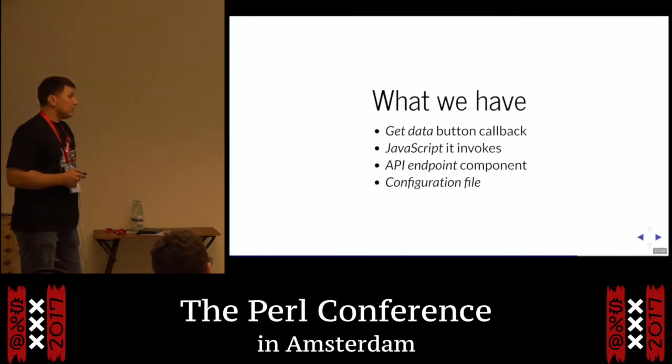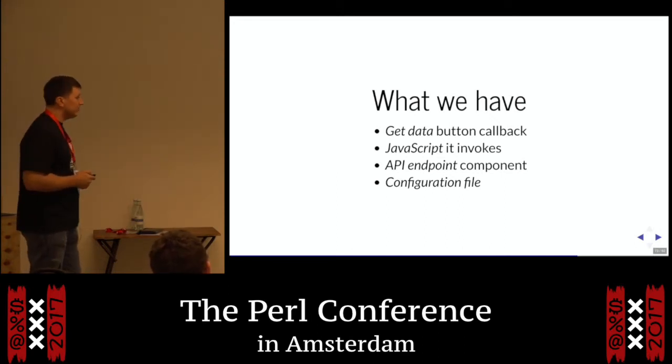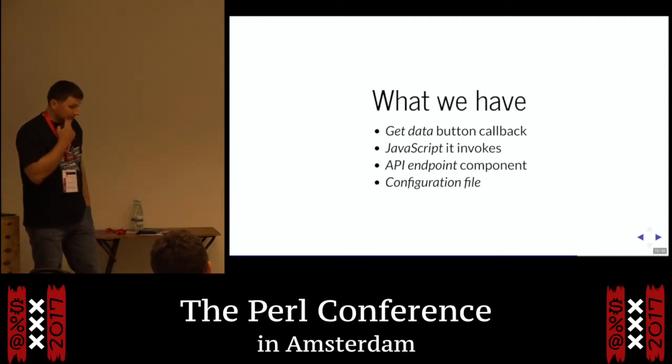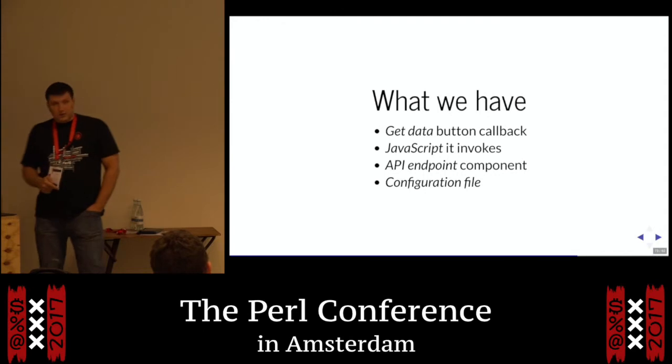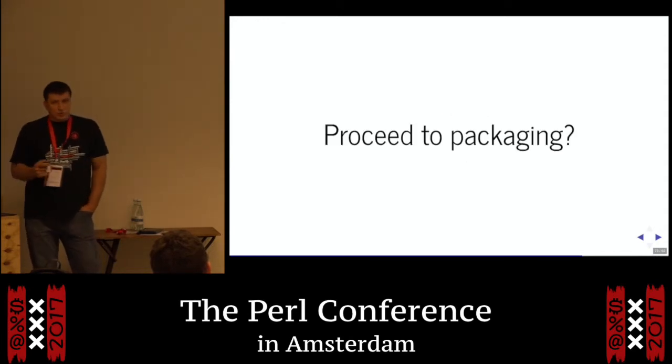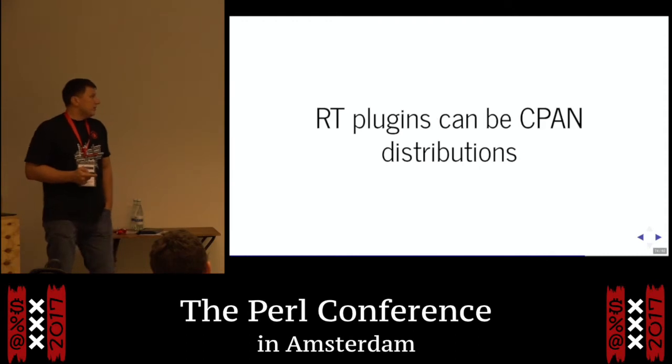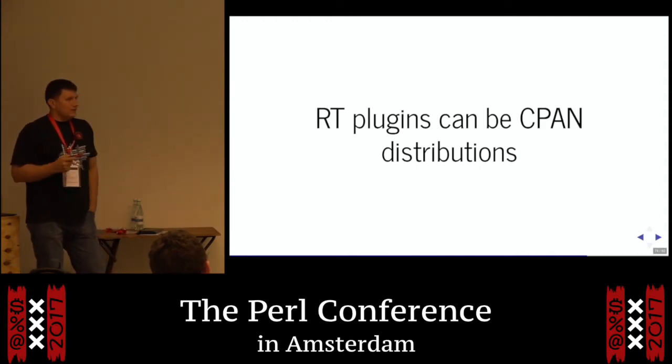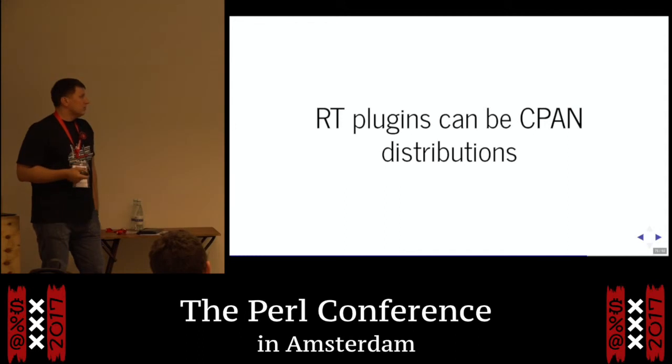So, what do we have currently? We have added a get data button as a callback. We added the JavaScript that it invokes. And we added an API endpoint component and a configuration file, and let the plugin know where to find it. So we can actually proceed to packaging it into a distribution. RT plugins are normal CPAN modules, or normal distributions that can be shipped as CPAN modules.